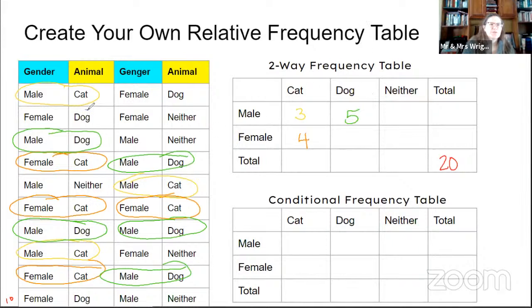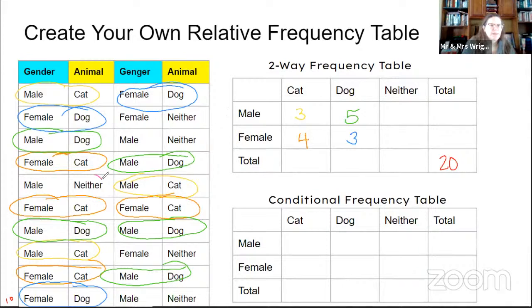And females who prefer dogs. 1, 2, 3. I've got 3 females who prefer dogs. Now I'm going to look at my neither, people who don't have a preference for cat or dog.